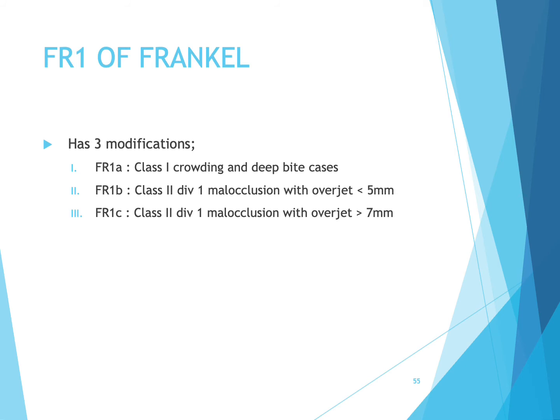As I explained before, there are three modifications of FR1, which are FR1A, B, and C. FR1A is used for class 1 crowding and deep bite cases. FR1B is used for class 2 division 1 malocclusion with overjet less than 5 mm, and FR1C is used in class 2 division 1 malocclusion with overjet more than 7 mm.